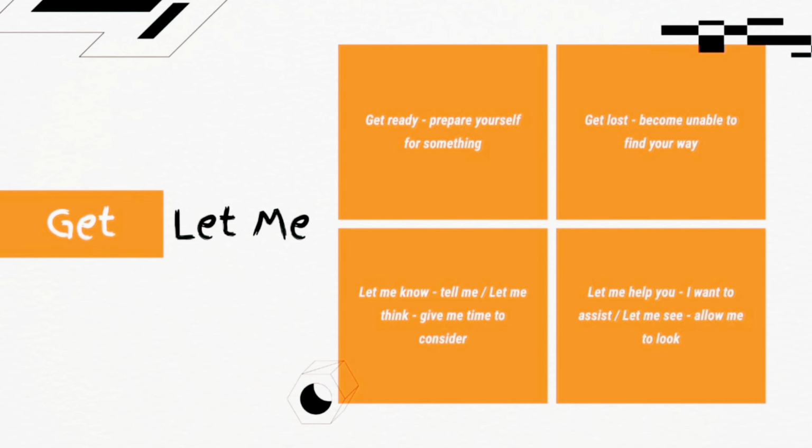Okay, so we have get, and let me here. We got two collocations here. Now get ready, prepare yourself for something, and get lost, become unable to find your way. So basically, it's become or receive. Although I did not really add those receiving something types of examples, but it's okay. Don't worry, I hope you understand so far. Let me discuss the other one too.